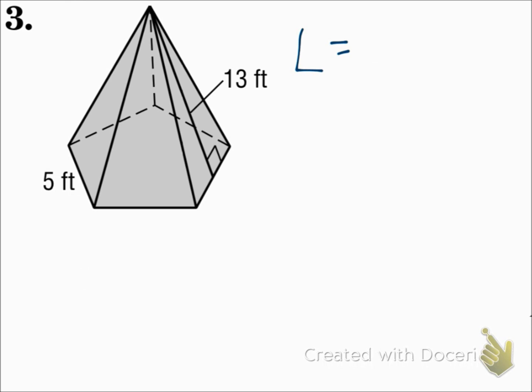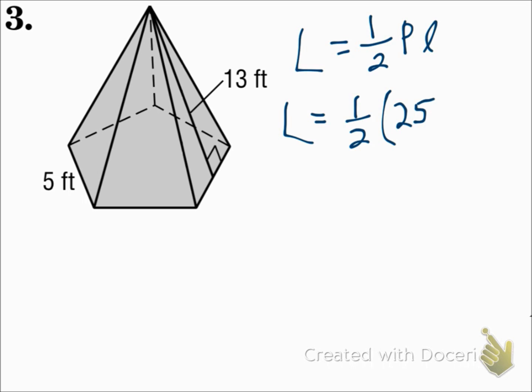For the lateral area of a pyramid, the formula is half the perimeter times the slant height. For this one, the base is a pentagon. One side of it is 5 feet, which means the perimeter, if you count all 5 sides, will be a total of 25 for the perimeter of the base. And the slant height is the distance from the center of a side of the base up to the vertex, and that we know, and that'll be 13.